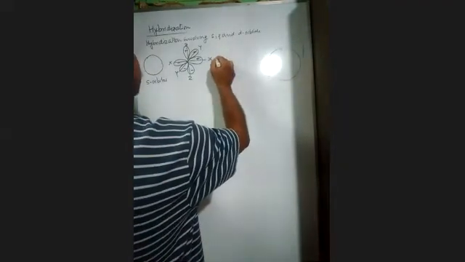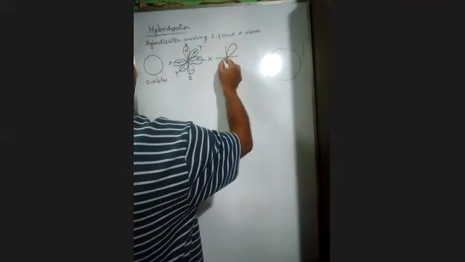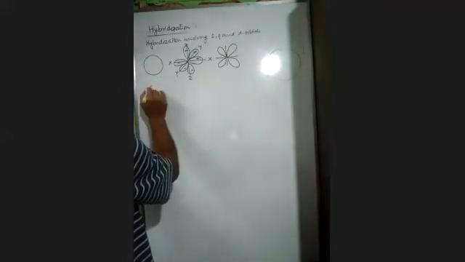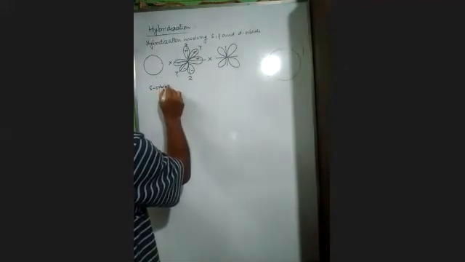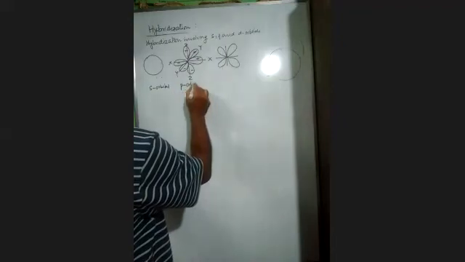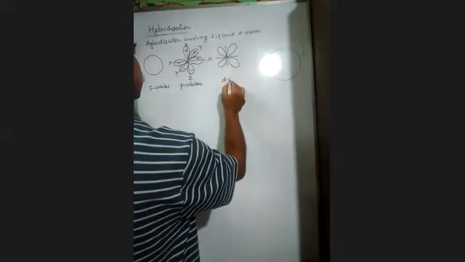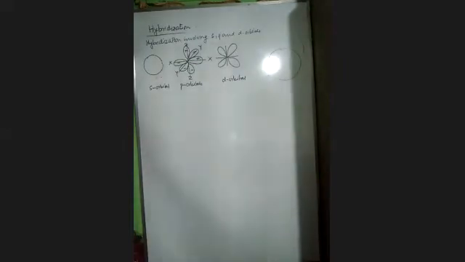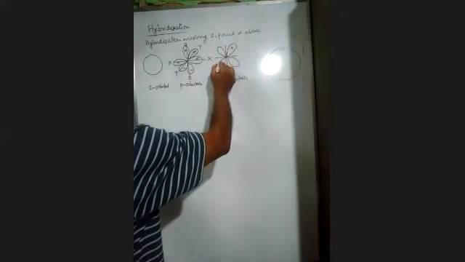And what is the shape of d orbitals? We know. This is the d orbitals. So this is the s orbital, this is the p orbitals, and this is the d orbitals. So we'll take one by one. D orbitals are like this. If this is plus, this is also plus. If this is minus, this is also minus.